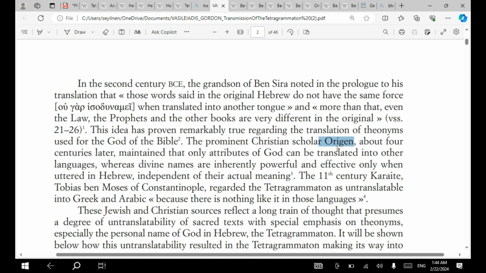The prominent Christian scholar Origen, about 4 centuries later, maintained that only attribute of he created the Hexapla. He learned Hebrew and learned Greek. And I'm going to show you where he was. But let's go a little bit. Mark this Origen very well, but you can go and read about who Origen is. He was the one that created the Hexapla Bible.